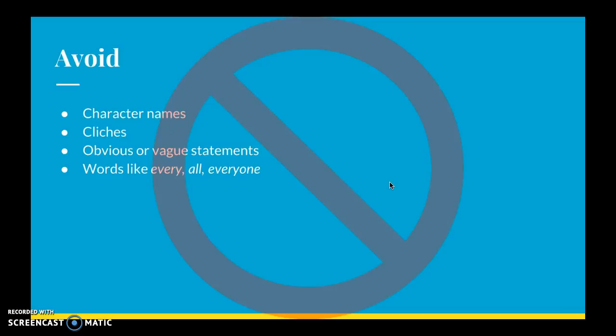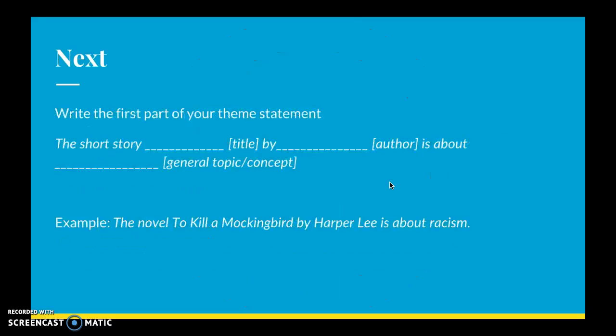Those things will work. So your task is to go through these slides for each story, and you will have 4 total theme statements by the time all is said and done. Make sure you do it on a Google Doc. Make sure that Google Doc is in your short story folder. Okay, work hard.